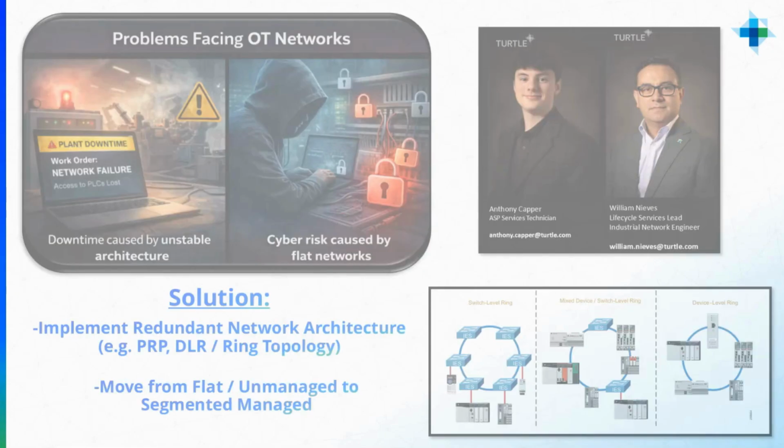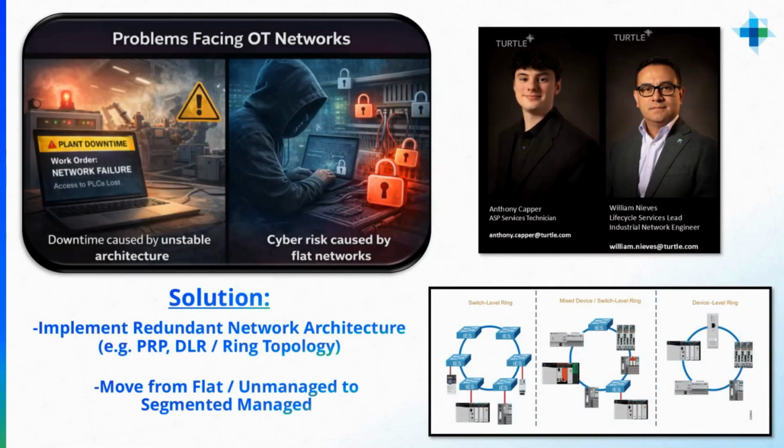All right, so now we're going to be jumping into our next two problems, which are downtime caused by unstable architecture, as well as cyber risk caused by flat networks. Our solution here is to implement redundant network architecture like PRP, DLR, and ring topology, as well as move from a flat, unmanaged to a segmented and managed network.